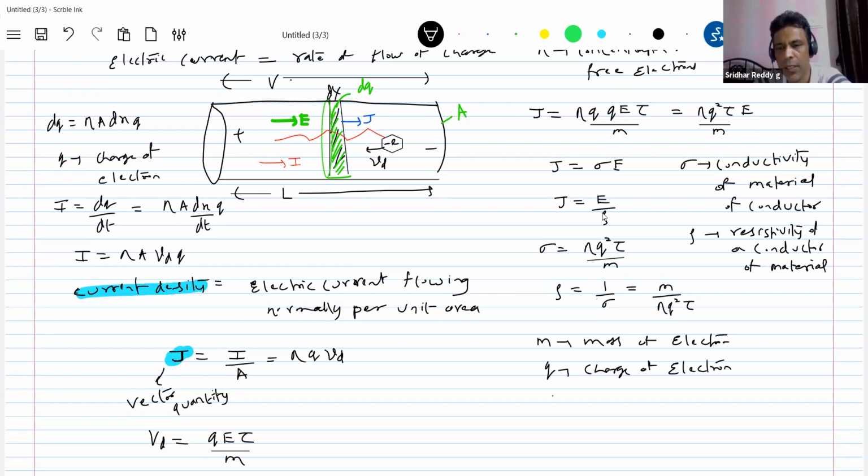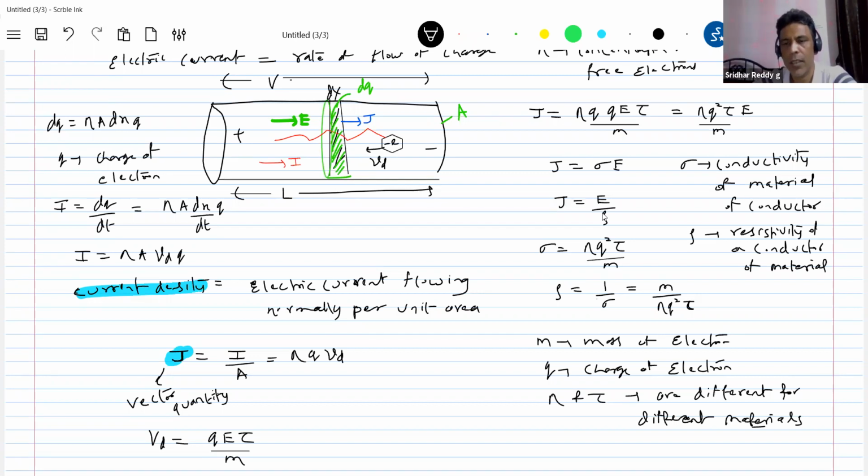Charge of electron. Eta and tau, what happened? Already we defined it: eta is the concentration of free electrons, and tau is the relaxation time. So eta and tau, what happened? Eta and tau are different for different materials.